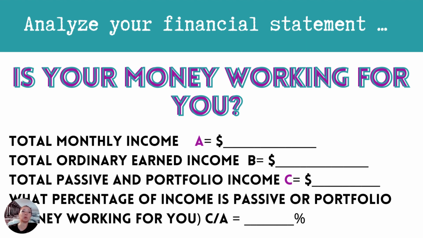Next question, is your money working for you? To figure this out here, total monthly income, and this is your ordinary income and your passive income. Then if you want to figure out what percentage of income is passive or portfolio, you're going to just divide C by A, and that will give you your percentage.